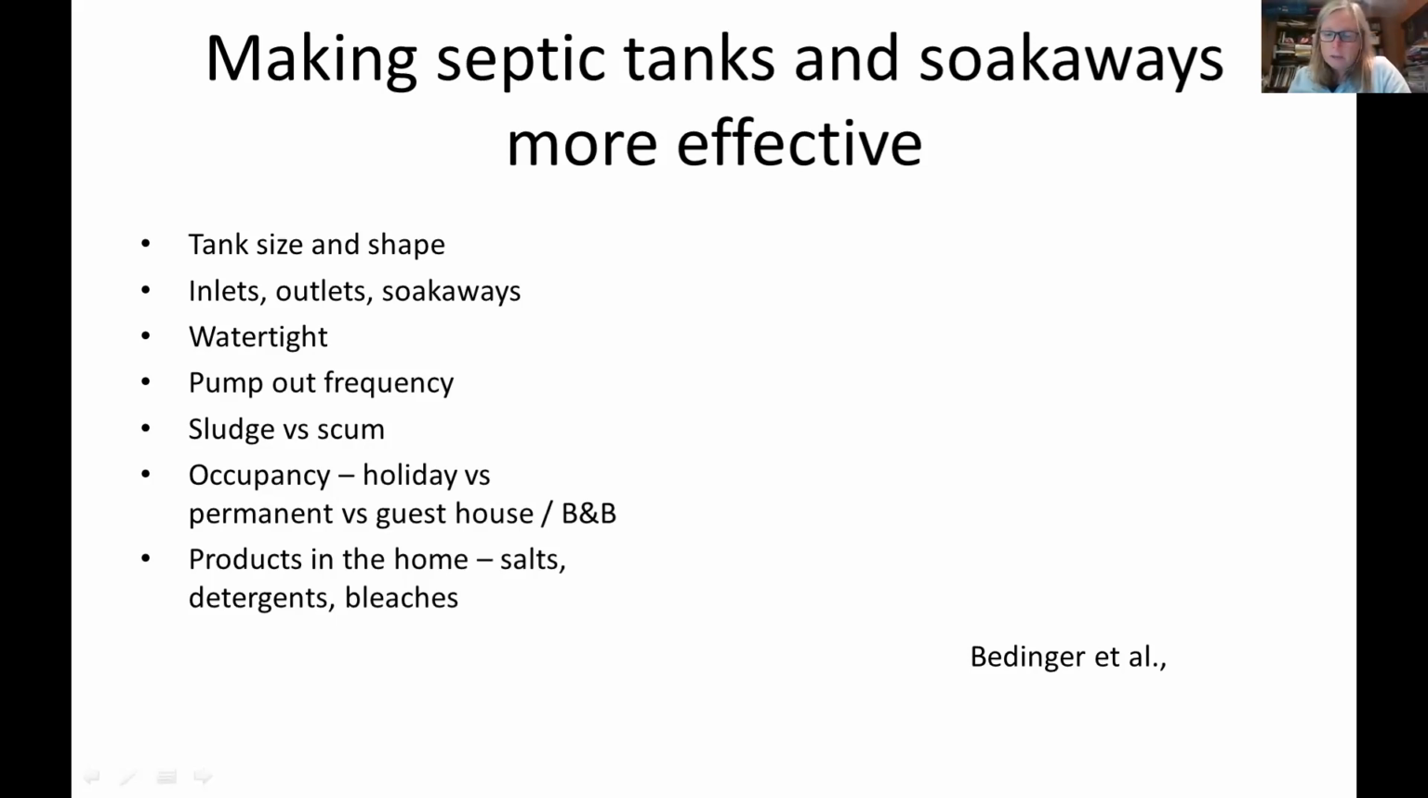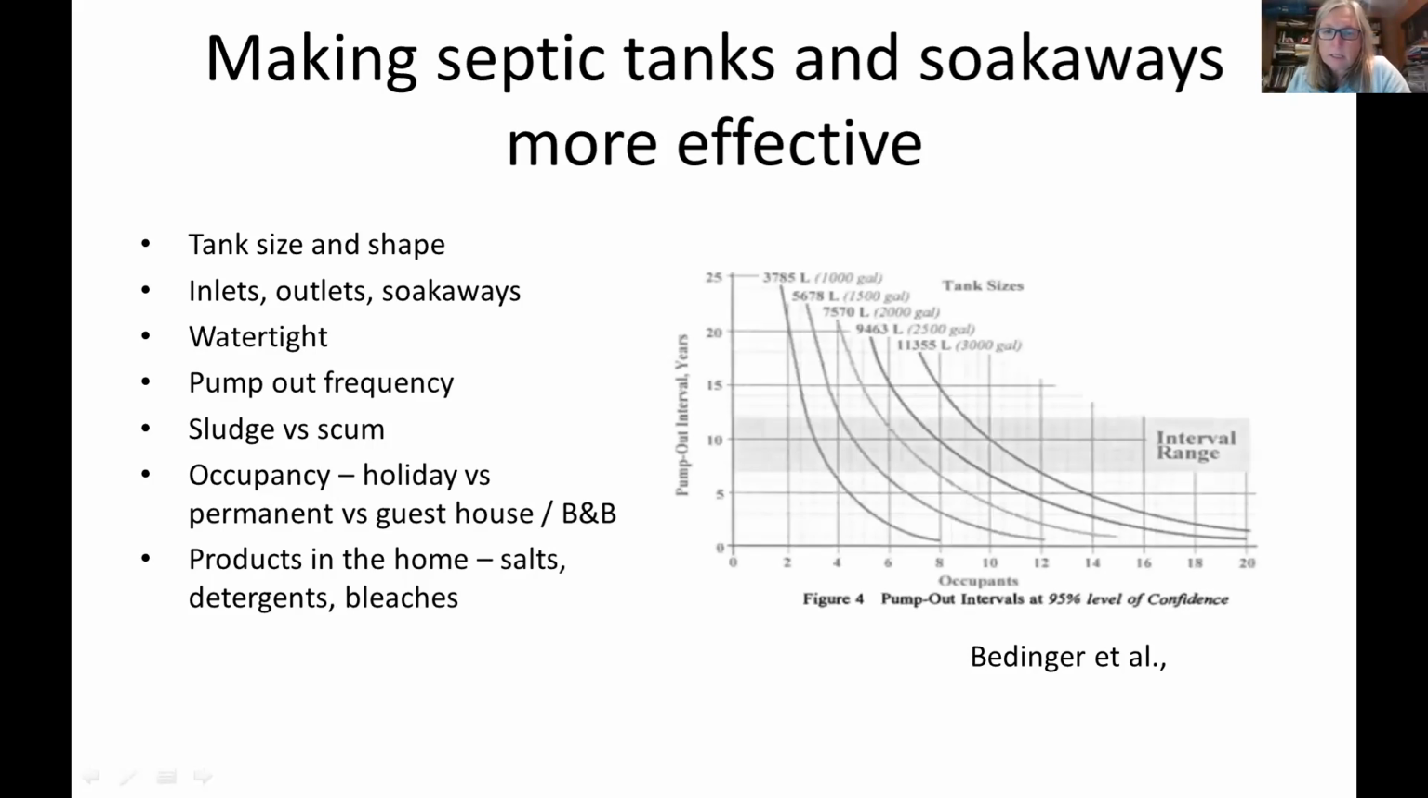We need to look at pump out frequency. I was interested to look myself at what is the norm, or what is the advice around pumping your tank out, and came across some interesting science which is actually really old.